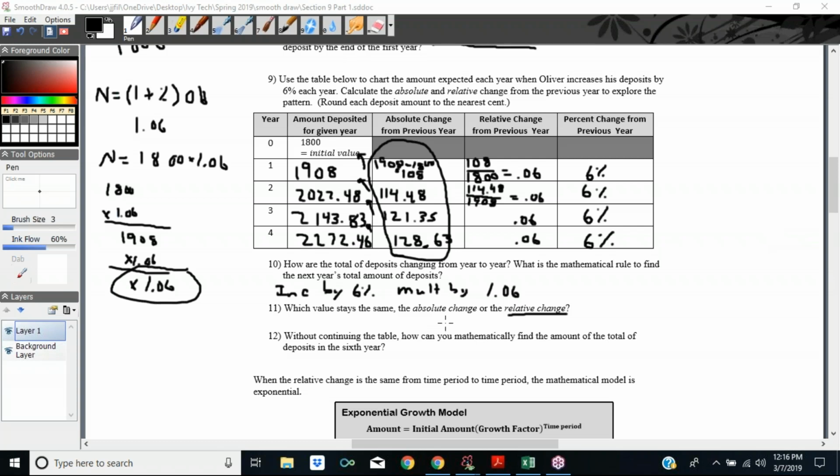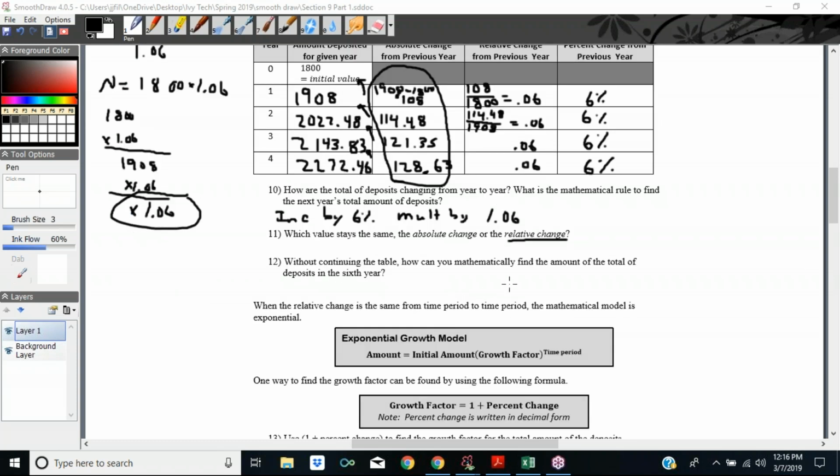So it says, without continuing the table, how can you mathematically find the amount of the total of the deposits in the sixth year? Well, we can do 1800 times 1.06, so we could just put that 1.06 in there 6 times, right? And there's a much better way to write this. 1, 2, 3, there's 4 of them, 5 of them, 6 of them.